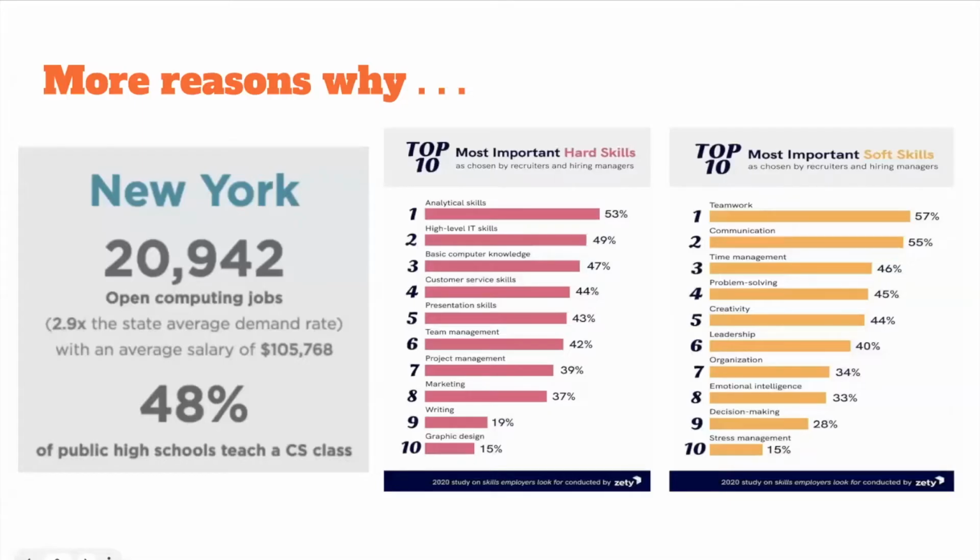If you look at this graphic on the left, you will see that New York has almost 21,000 open computing jobs. That's 2.9 times the state average demand rate with an average salary of $105,000. However, only 48% of our public high schools teach a computer science class. So if we have that many open computing jobs that need the skills of computer science, and only 48% of our high schools have those classes, there is a huge gap.